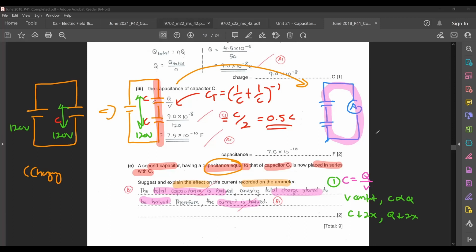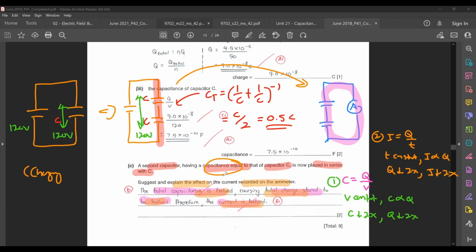And then number 2 is the fact that current is rate of flow of charge. If T is constant, I is proportional to Q. If your Q decreases by 2 times, current will also decrease by 2 times. That's why you can say current is half here. Okay, so this is the proper explanation. Capacitance half, total charge stored half, therefore current is half.